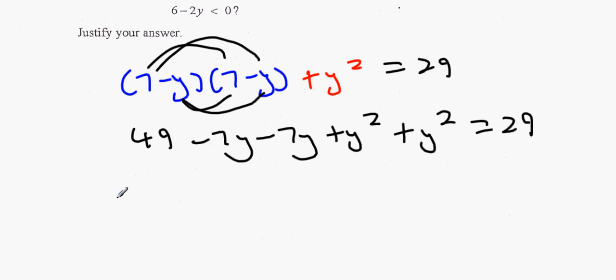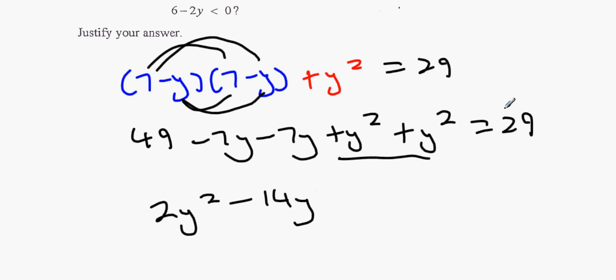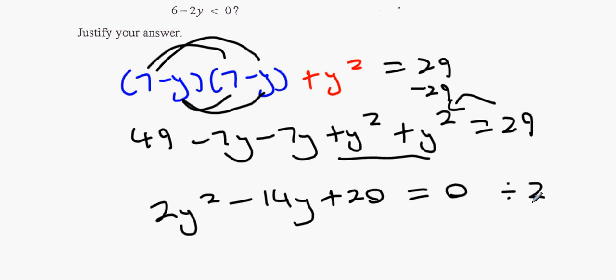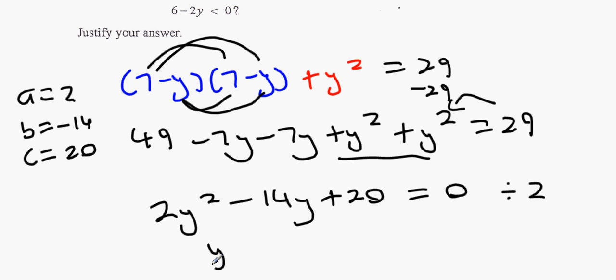Now, y squared plus y squared is 2y squared. Minus 7y minus 7y is minus 14y. Bring the 29 over to the other side, it becomes minus 29. 49 minus 29 is plus 20. Now, what we can see here is that everything is divisible by 2, so let's divide everything by 2. You could use the minus b formula if you wanted, where a equals 2, b equals minus 14, and c equals 20. But there's no need to do that, alright? So what we get here is y squared minus 7y plus 10 equals 0.